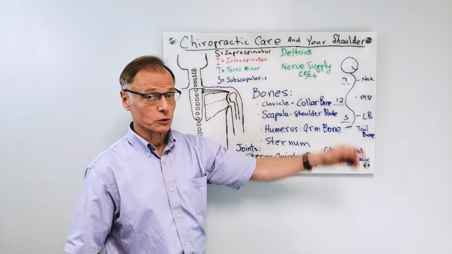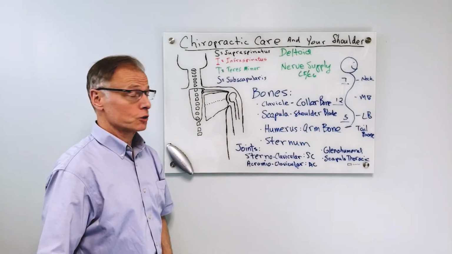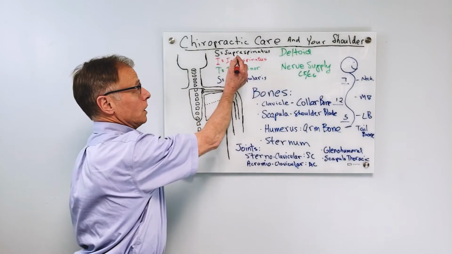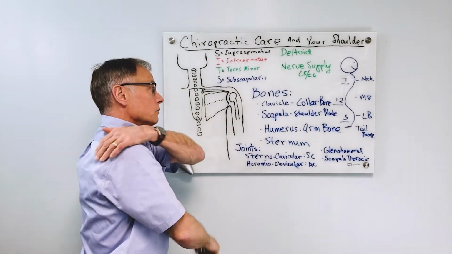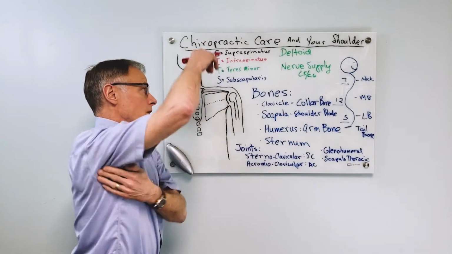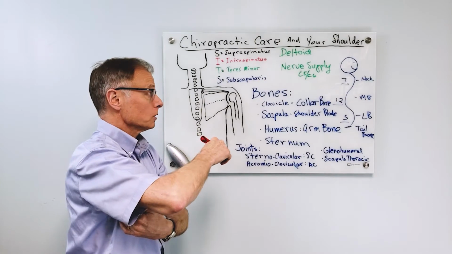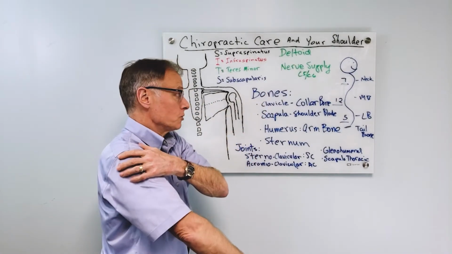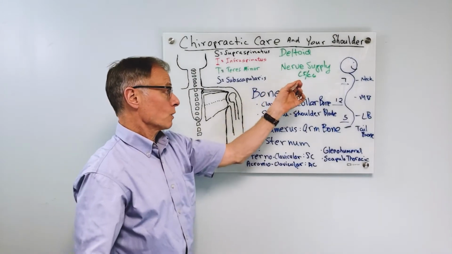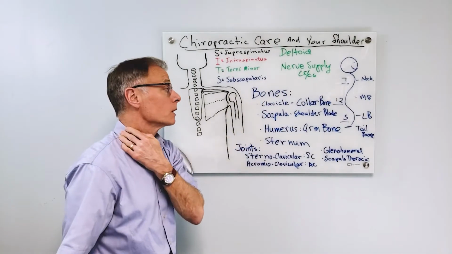Dr. Mattingly here. So today I want to go over some more information with you in regards to chiropractic care and your shoulder. In a previous video, I covered some of the basic muscles of the shoulder, which includes the rotator cuff muscles. The supraspinatus sits up here, the infraspinatus down here, teres minor, subscapularis, which sits in front of the shoulder blade itself, the deltoid, which covers the shoulder or the arm, and the nerve supply from your neck, C5, C6 area.